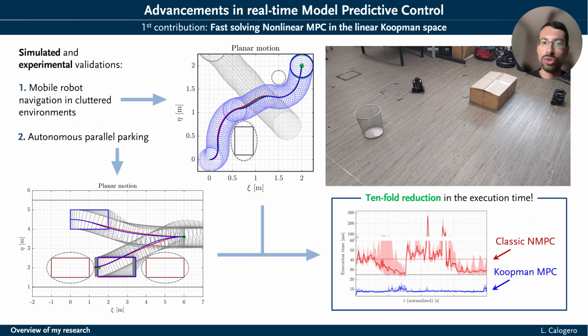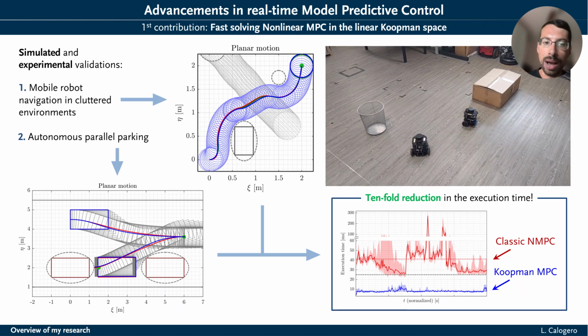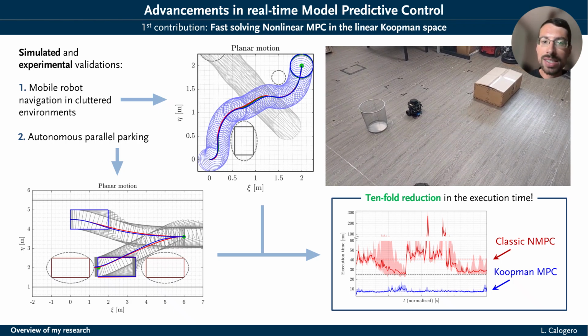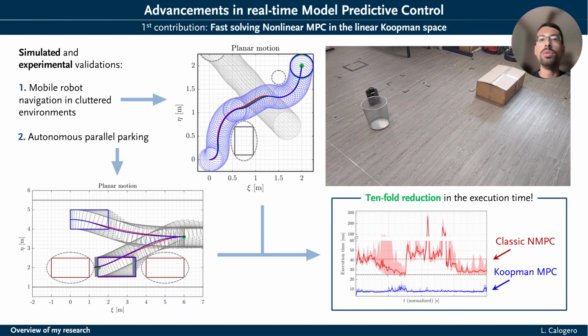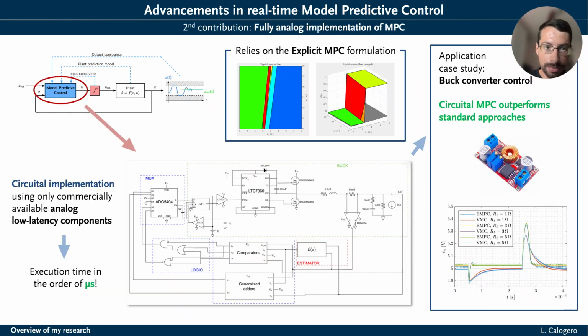To test our Koopman strategy, we carried out simulations and experimental validation on 2 real-world case studies: mobile robot navigation in cluttered environments, of which you see a video on the right, and autonomous parallel parking. Through these tests, we have demonstrated that the Koopman MPC proficiently attains the control task with a remarkable 10-fold reduction in the execution time, as you can see from the figure in the bottom right.